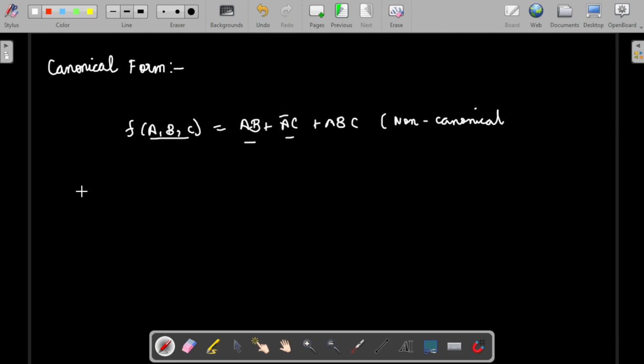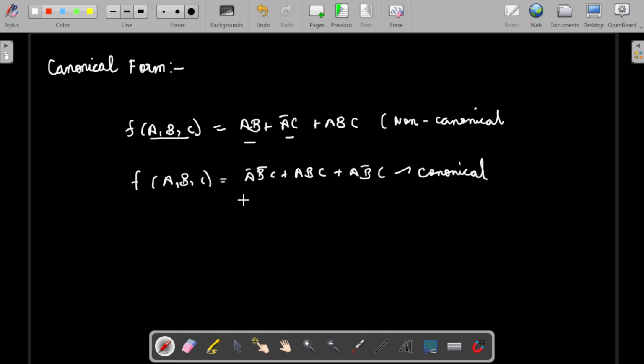If a function f(a, b, c) equals a bar b bar c plus abc plus a b bar c, then this is a canonical form. That is what it implies: each term needs to contain all the variables.